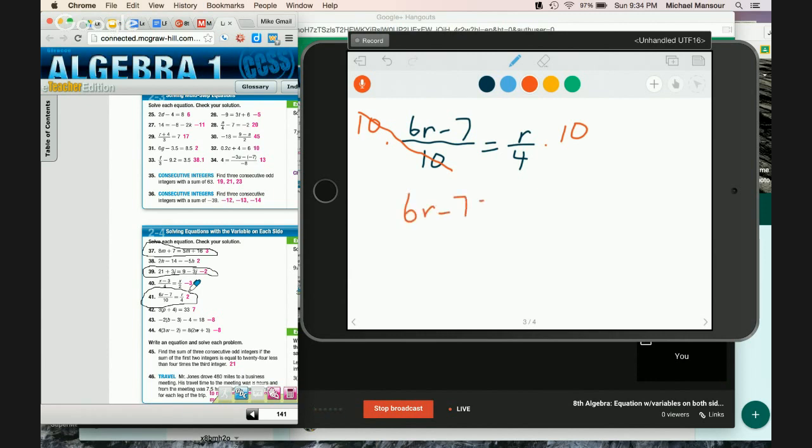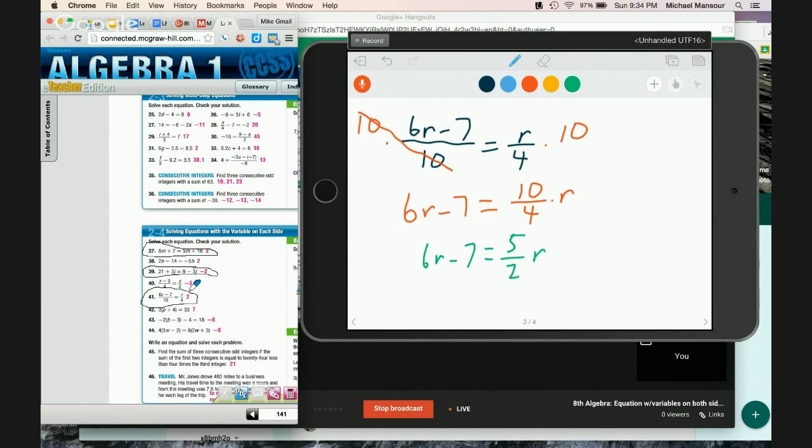So when I take this problem to the second level, what I end up with is 6r minus 7 equals 10 over 4 times r, or 10r over 4. I'm just going to put the r separate to make this a little bit easier. Now, can we reduce this? Yes, we can. All right, so let's simplify this a little bit. So on our next level, we're going to have 6r minus 7 equals, and that reduces to 5 over 2 r.